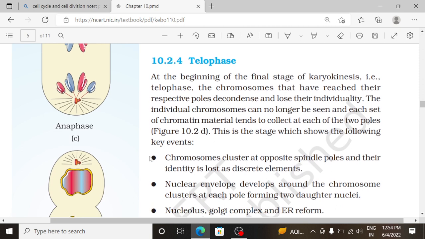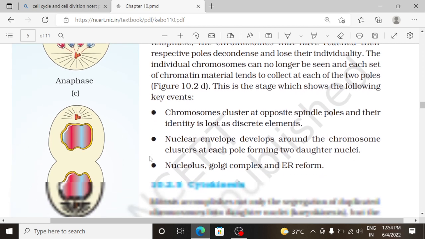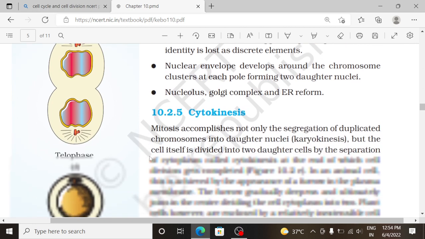Telophase. At the beginning of the final stage of karyokinesis, that is telophase, the chromosomes that have reached their respective poles decondense and lose their individuality. The individual chromosomes can no longer be seen, and each set of chromatin material tends to collect at each of the two poles. This is the stage which shows the following key events. First, chromosomes cluster at opposite spindle poles and their identity is lost as discrete elements. Second, a nuclear envelope develops around the chromosome clusters at each pole, forming two daughter nuclei. And third, nucleolus, Golgi complex and ER reform.